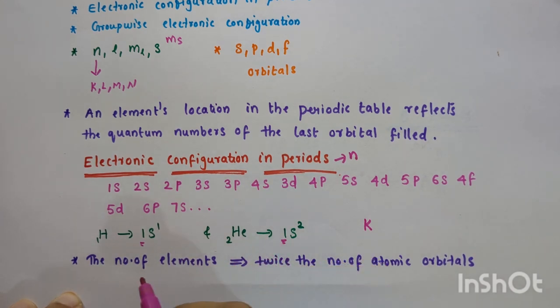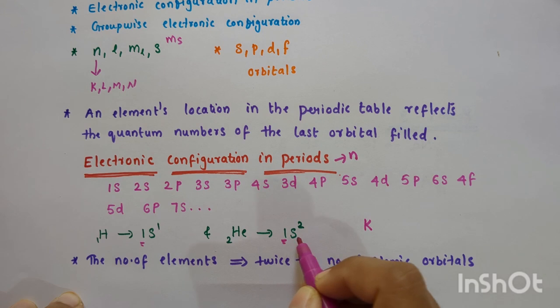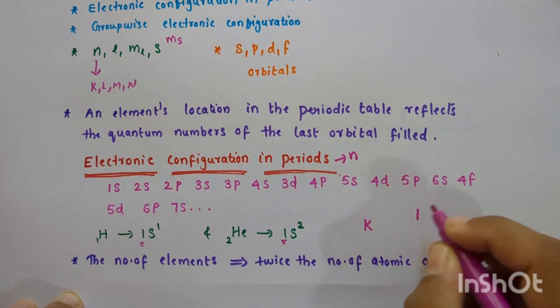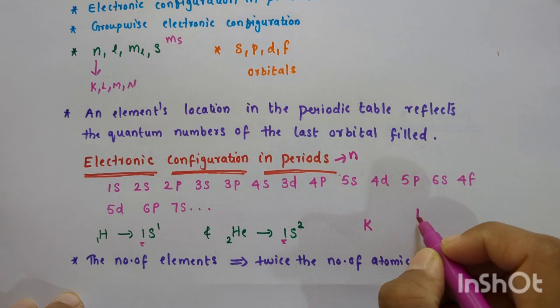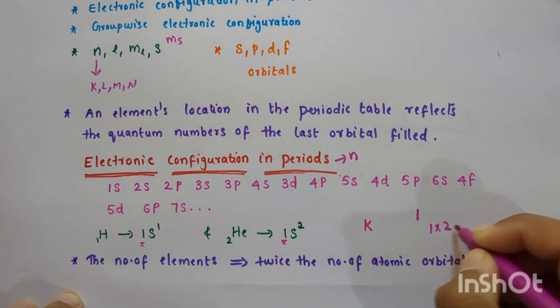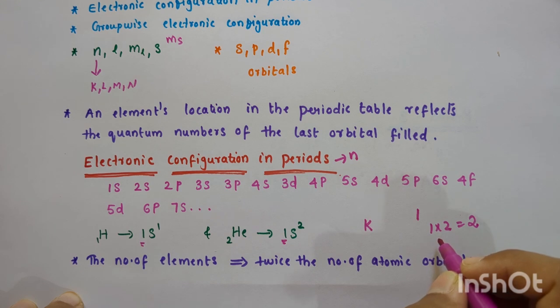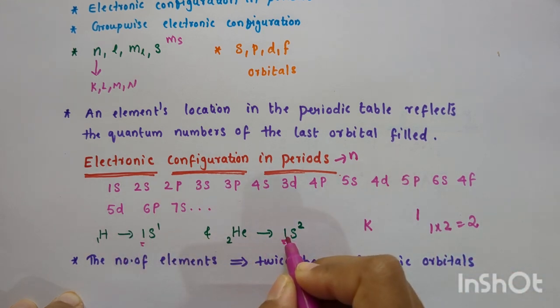The number of elements in each period is twice the number of atomic orbitals available in the energy level that is being filled. In the first period, the only orbital available is the s orbital, so only one orbital is there. The number of elements will be twice 1, which is 2. So only 2 elements are there in the first period, hydrogen and helium.